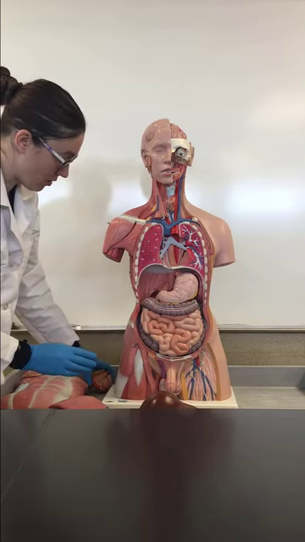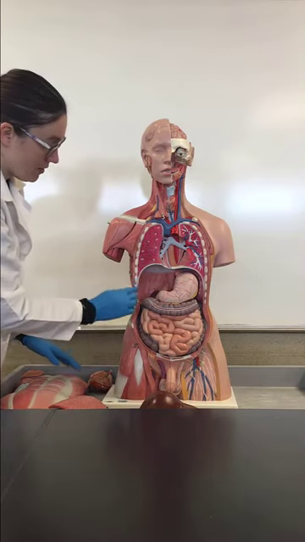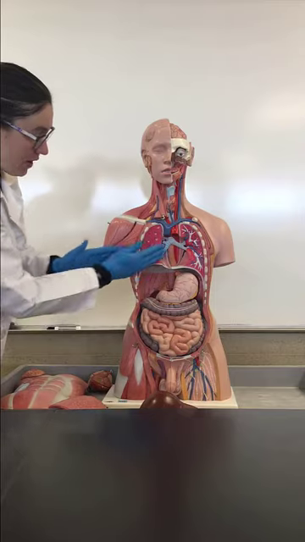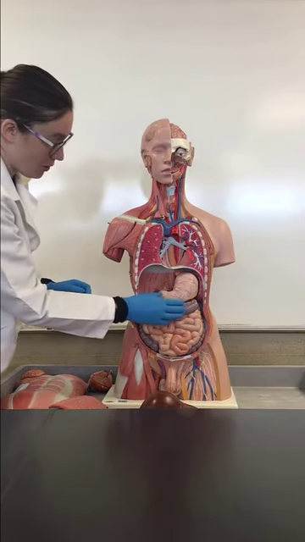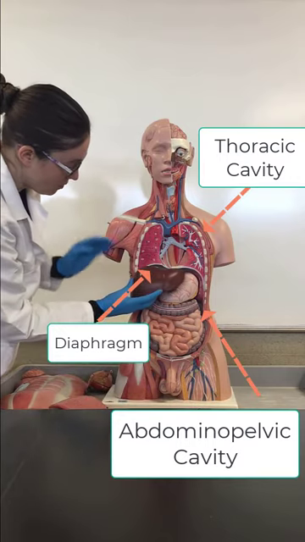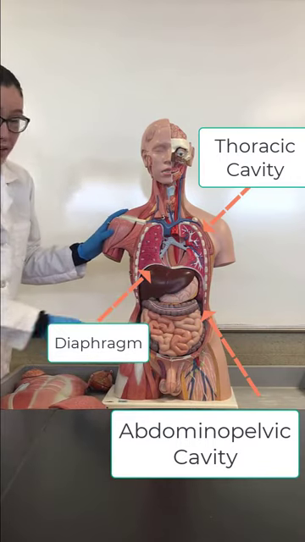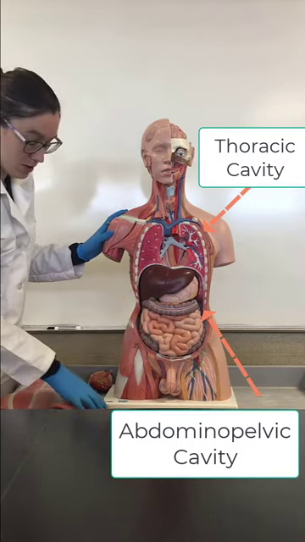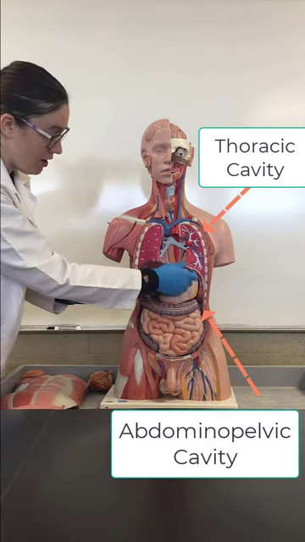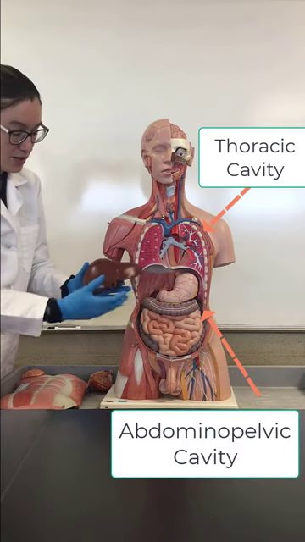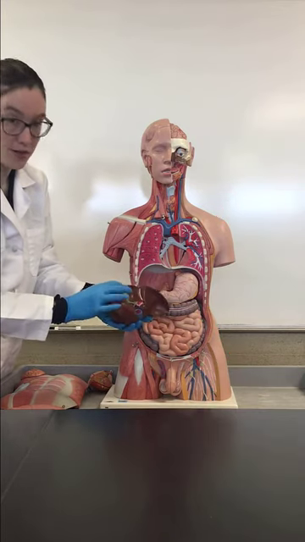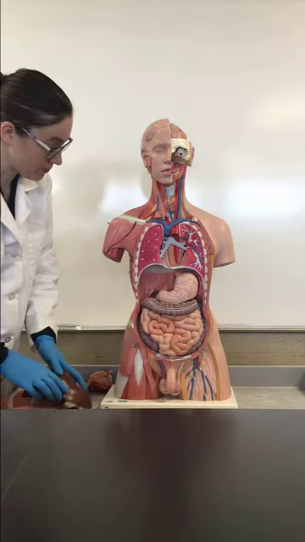So now we're going to move down. We have the diaphragm here. The diaphragm is going to be dividing the thoracic cavity and separating it from the abdominopelvic cavity. And so in the abdominopelvic cavity, we have a lot of organs. So we're going to name some of the organs now. So this big guy over here that's on the right side is the liver. And so this whole thing here is the liver, and if we flip it over here, you can see that this green part is the gallbladder.